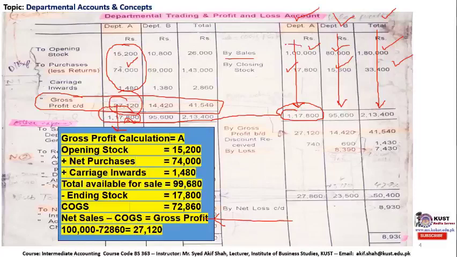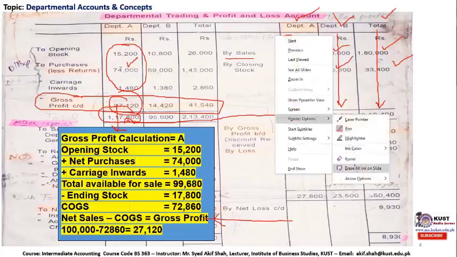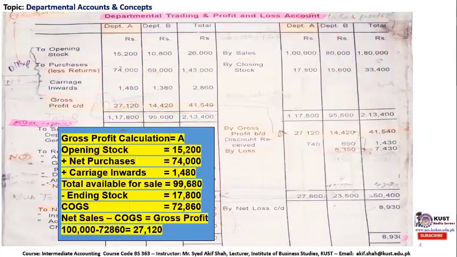We have the sales data, which is 1 lakh. However, we don't have the cost of goods sold. Therefore, we have to calculate it on the basis of the given relevant data. How to do that? It is very simple: write the opening stock first, add net purchases to it, plus the carriage inward. Sum these three values. It will give you 99,680.